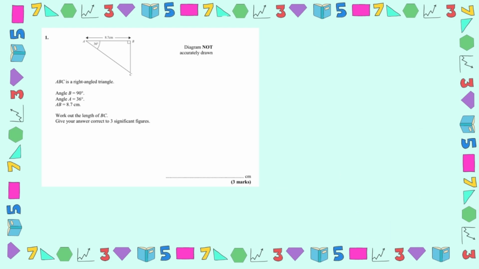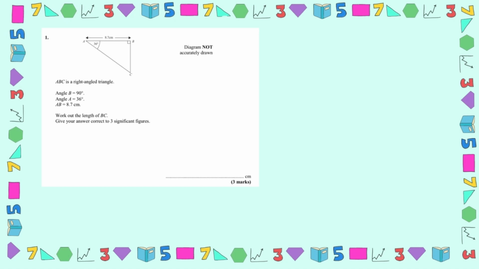Let's have a go at our last exam question. ABC is a right-angled triangle. Angle B is 90 degrees. Angle A is 36 degrees. A to B is 8.7 centimeters. Work out the length of B to C. Give your answer correct to 3 significant figures.